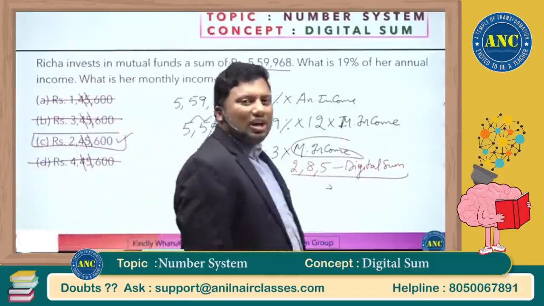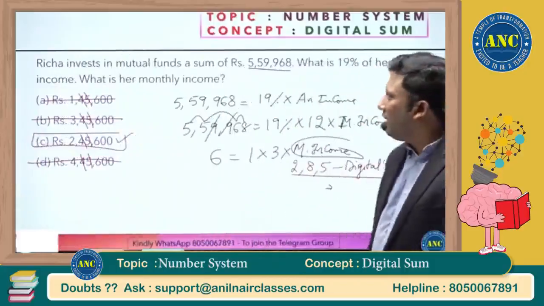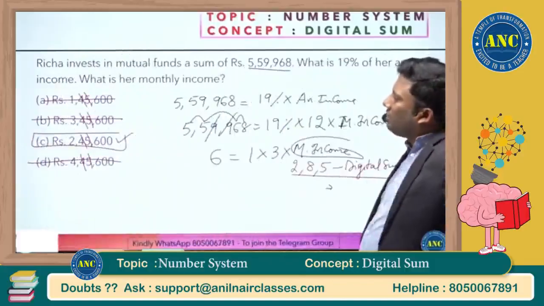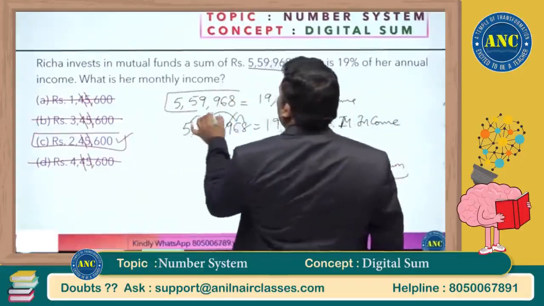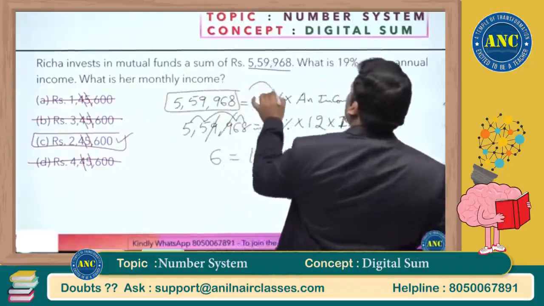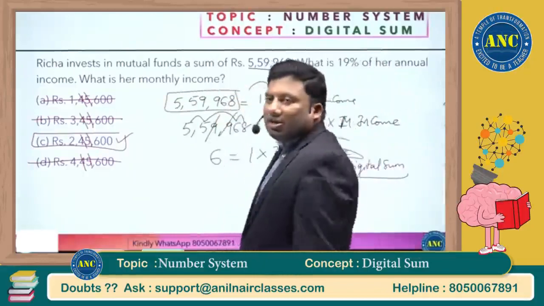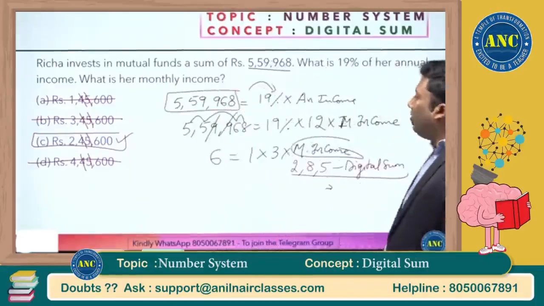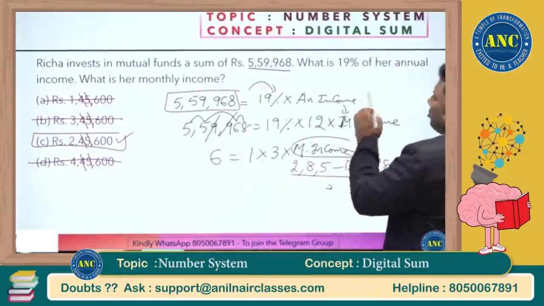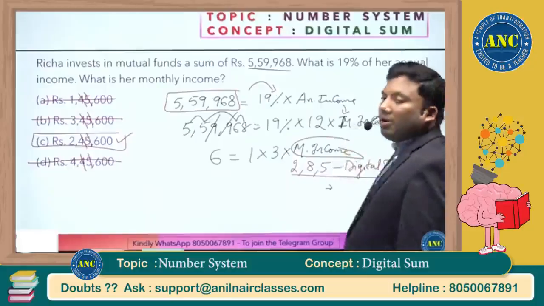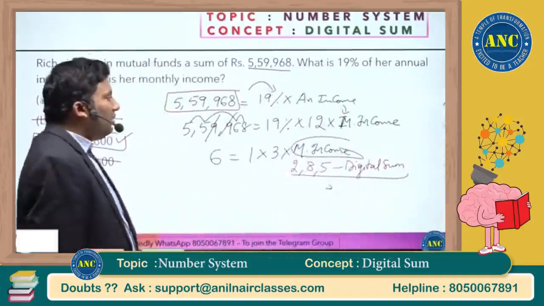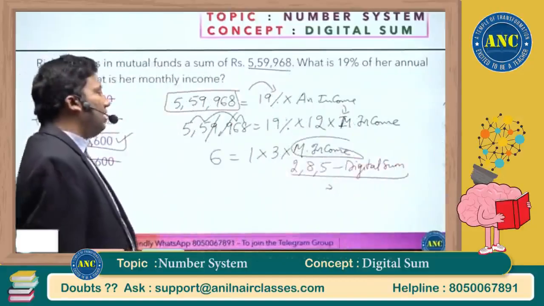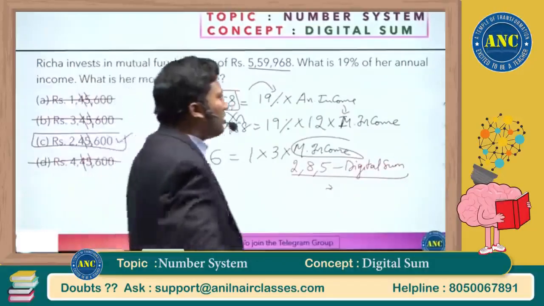These are original exam questions, sir. Richa invests in mutual funds an amount of 5,59,968, which is 19% of the annual income. Annual income is 12 times the monthly income, because in a year there are 12 months. 19% of 12 into monthly income. I just took the digital sum.